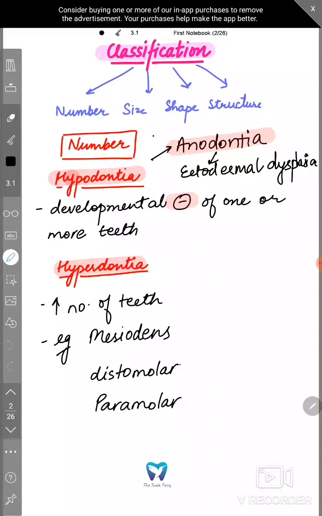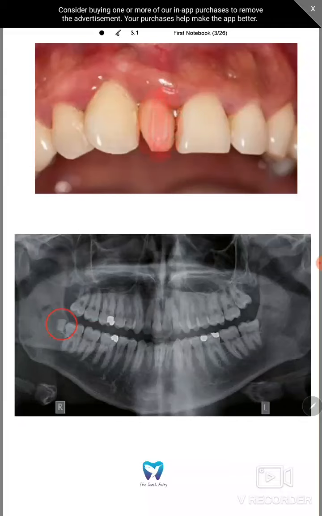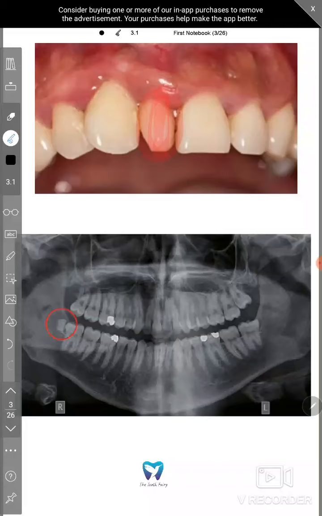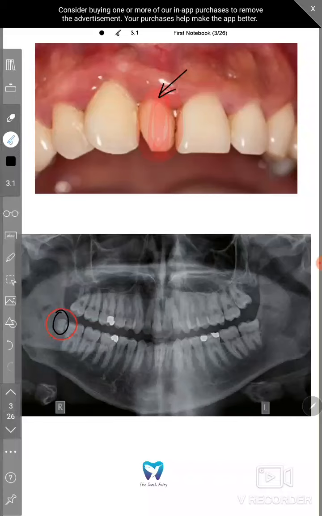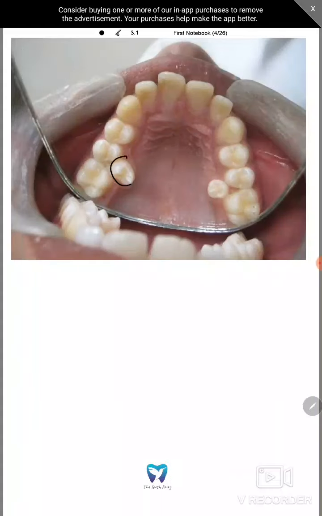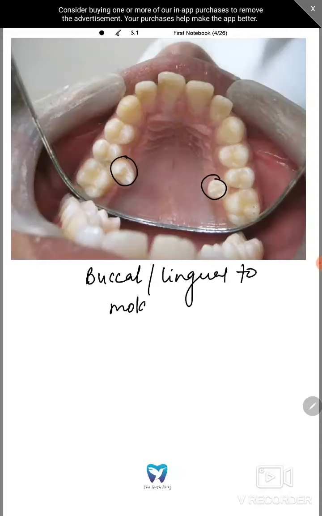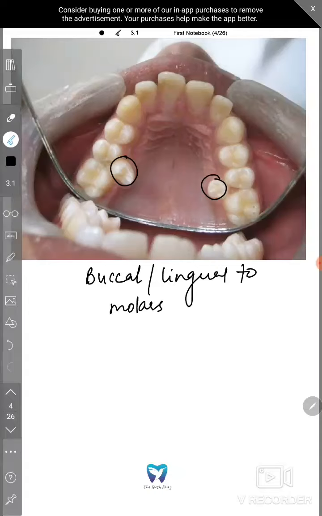And in hyperdontia there is mesiodens, distomolar or paramolar. Here you can see a mesiodens, which is an extra tooth present between the central incisors. And here you can see a distomolar, an extra tooth distal to the third molar. They are also called supernumerary teeth. And then we have the paramolar. Paramolars are buccal or lingual to molars. So the number of teeth is increased in hyperdontia.